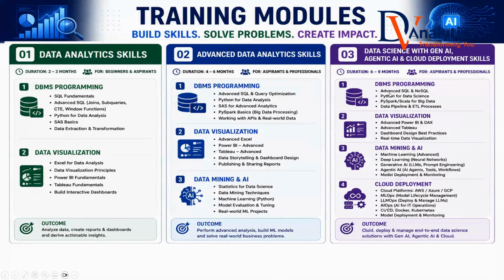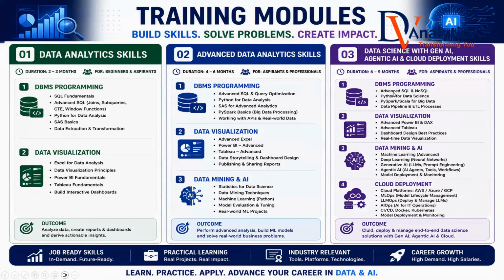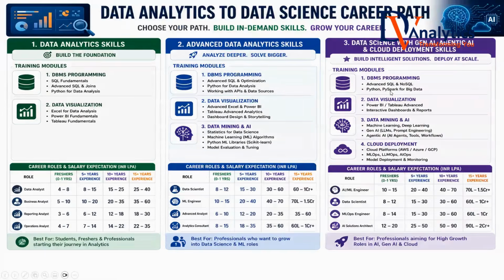Why are we saying this? Even if you're a fresher or experienced, remember, this particular profile pays you a very high salary. Even as a fresher, if you have DBMS programming, visualizations, data mining with AI, and cloud deployment using ML ops, LLM ops, and AI ops on Azure, AWS, or GCP platform, if you have these right skills in your profile, being a fresher, you can go with a 10 to 15 lakhs package. Don't say freshers are not getting jobs. We are getting them placed.